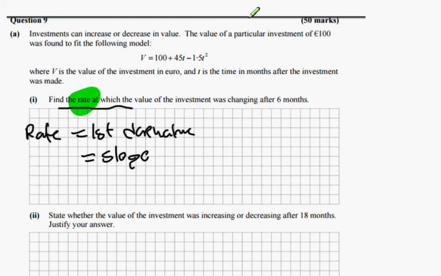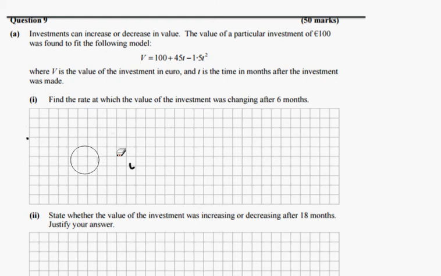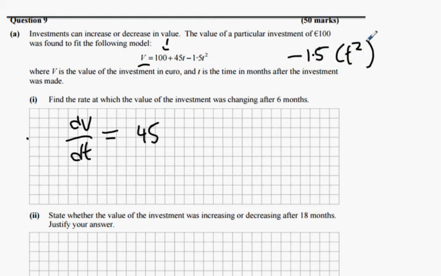We're going to differentiate to find the rate of increase. So dV/dt, because it's V in terms of t, that's your first derivative. Differentiate 100, what happens? 0. Differentiate 45t, and then differentiate 1.5 t squared. Differentiate t squared, what do we get? 2t. Multiply 2t by 1.5, minus 3t.